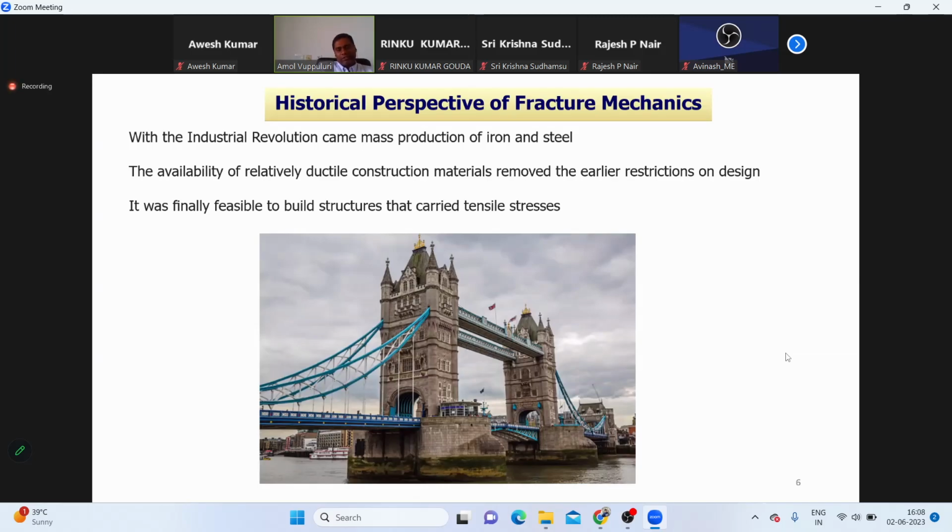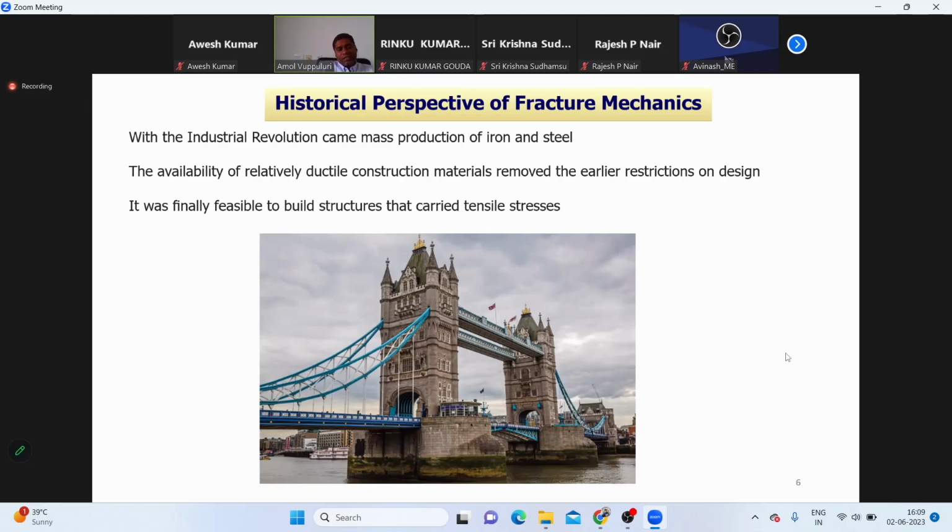Okay. One of the famous structures you can see in this picture is the Tower Bridge, London. You can see that there are so many cables over there, and they are there to take the tensile load. Incorporating metallic components into the structure has definitely played an important role by reducing the weight of the structure. At the same time, it is not compromising its strength.